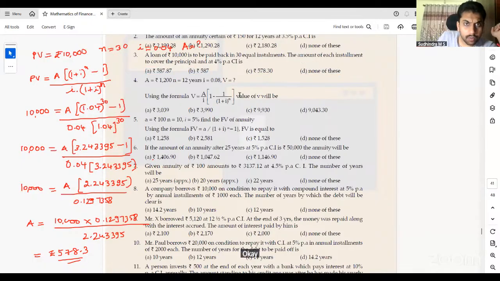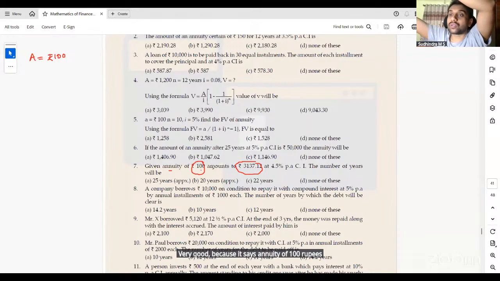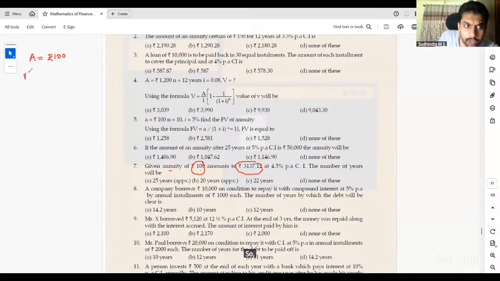Okay. We'll see what needs to be done here. Given annuity of rupees 100. So what is rupees 100? Annuity amount. Very good. Yes, Bhavani, correct. A is rupees 100. Amounts to 3137.12. What is 3137.12? Future value. Because it says annuity of 100 rupees amounts to, so it's talking about something in future. So 3137.12 is future value.